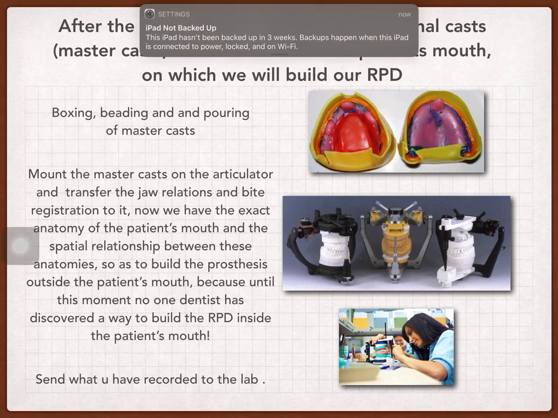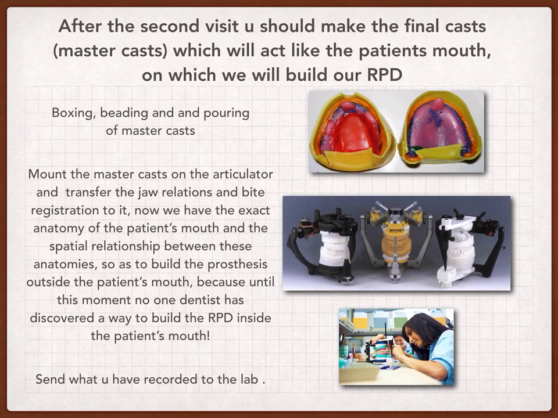After this procedure, we will send what we have recorded to the lab. Guys, I want you to know that after the completion of this step, now we will have the exact copies of the patient's mouth that we have taken by making the primary impression procedure and then the final impression procedure. And also we have the relationship between the two jaws of the mouth.